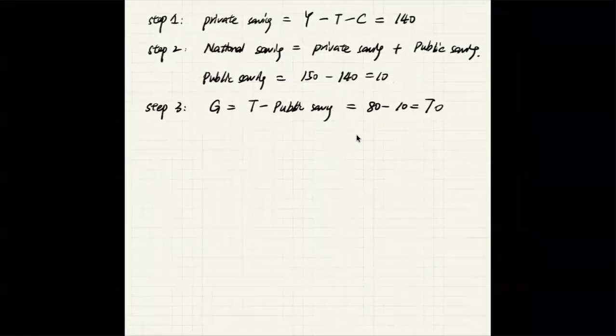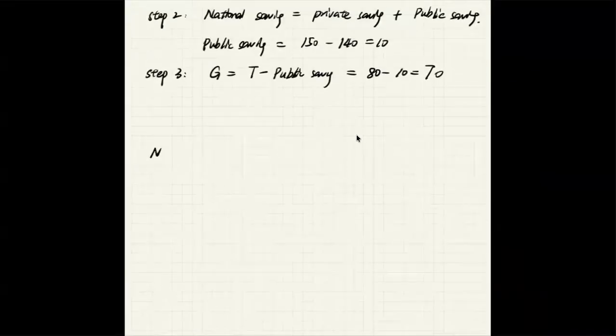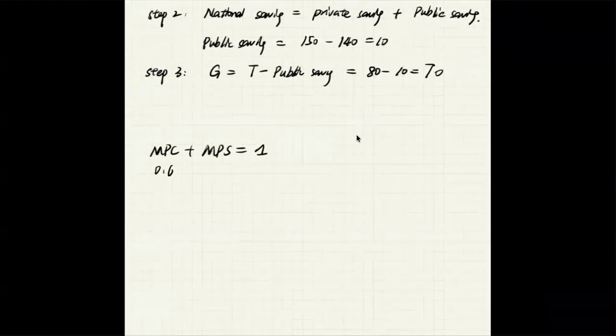And the last one would be the easiest one, because you know the MPC, marginal propensity to consume, and MPS, the marginal propensity to save, sum to 1. So now you know MPC is 0.6. So here, of course, you know MPS would be 0.4. Okay, so this is homework 2. If you have any questions, please do not hesitate to ask me.